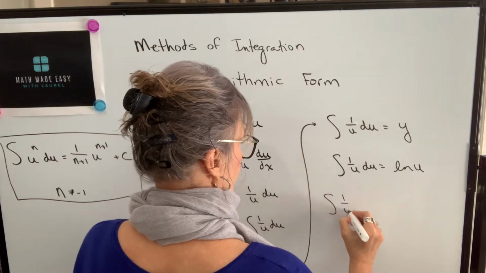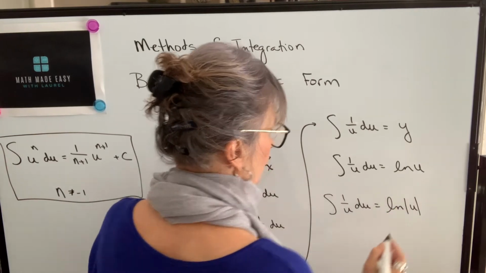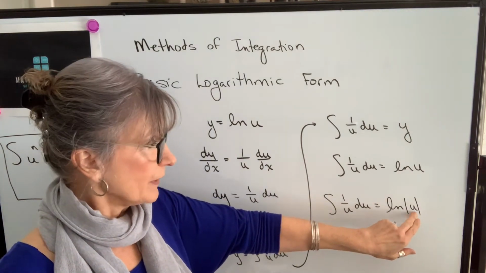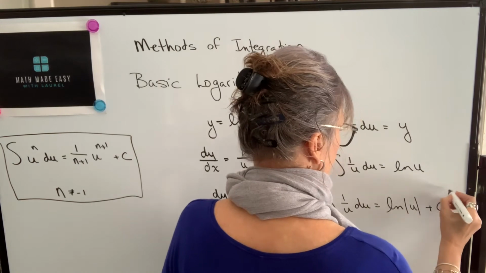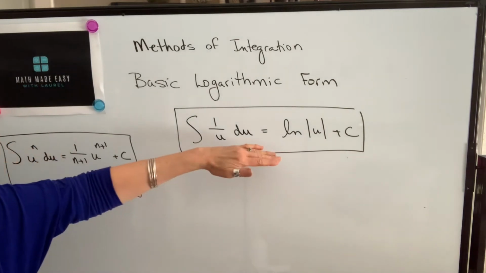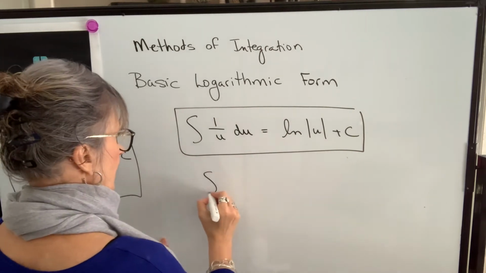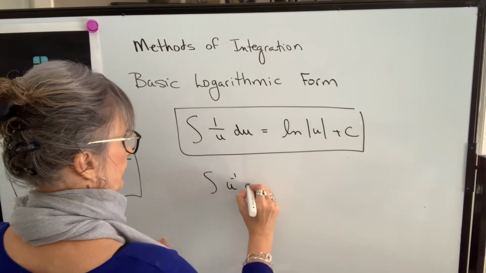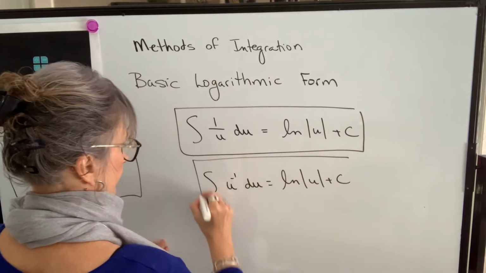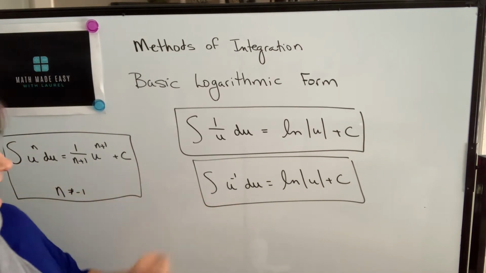The integral of 1 over u du will be equal to the natural log, and I'm going to put the absolute value of u because you can't take the log of a negative value. So we're just going to put the absolute value in there, and we're going to add our constant of integration for indefinite integrals. So this is called the basic logarithmic form for integration. Another way you can think of it, 1 over u is the same as u to the -1. So now we have a formula for u to the n if n is equal to -1.